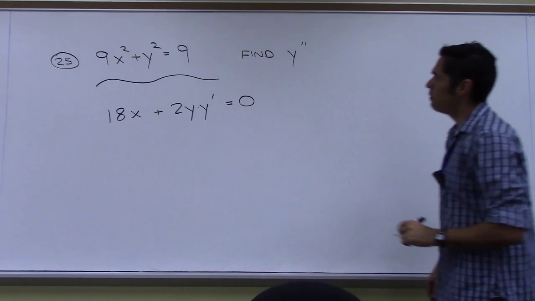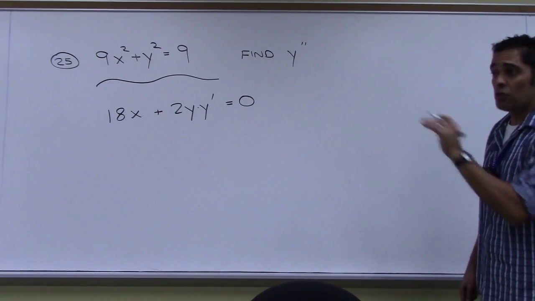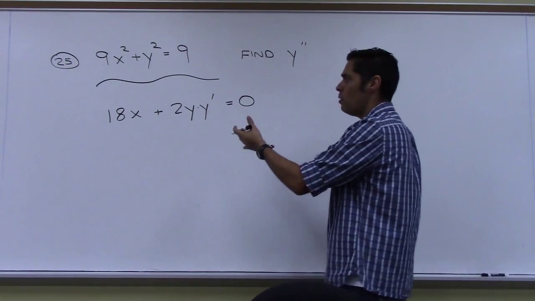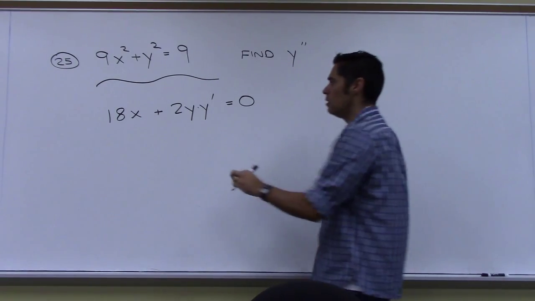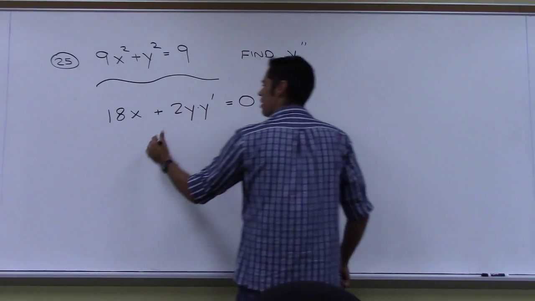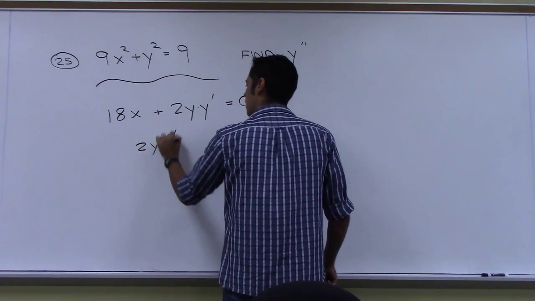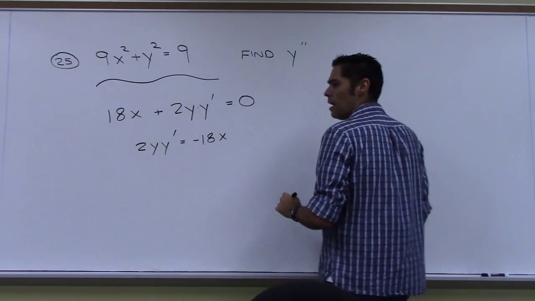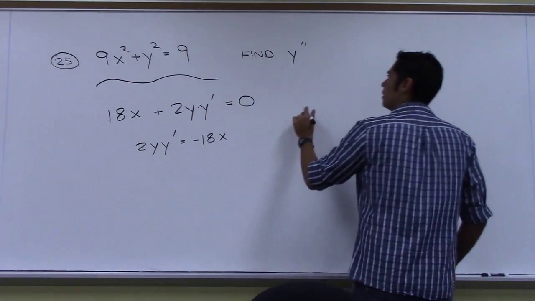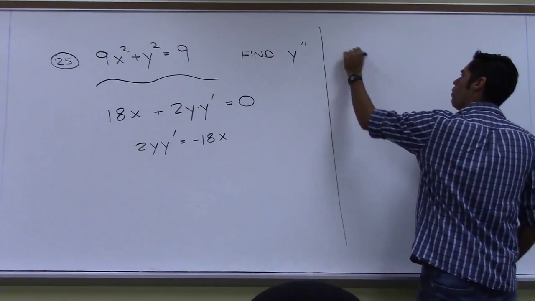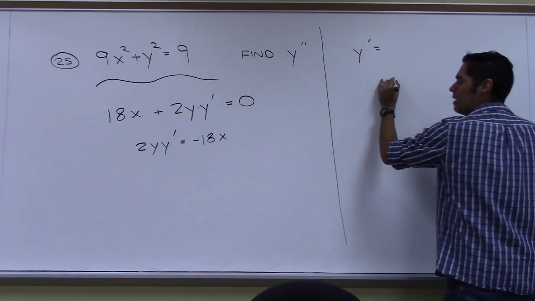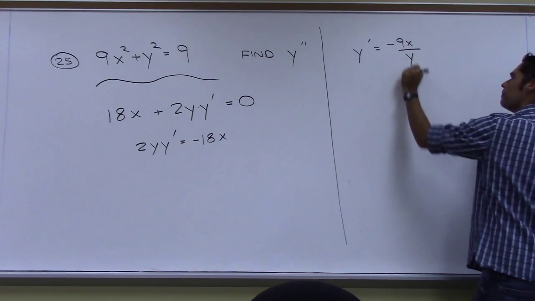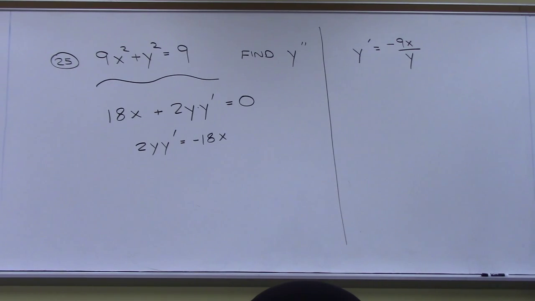And we're trying to solve for y double prime. So let me show you one approach, and I'll show you another approach after I finish. One approach would be at this point to solve for y prime, if possible. So I'm going to take the 18x to the other side, get 2y y prime equals negative 18x. Divide both sides by 2y to get y prime equals what? Negative 9x over y. Okay.